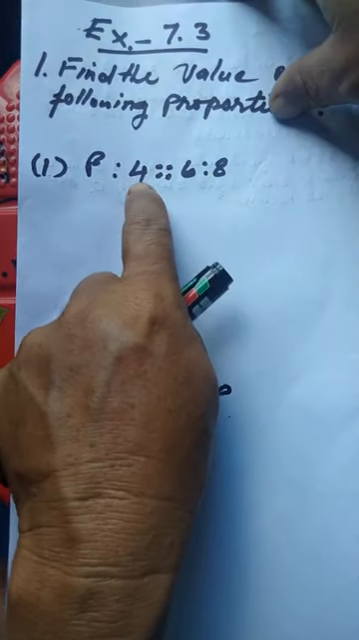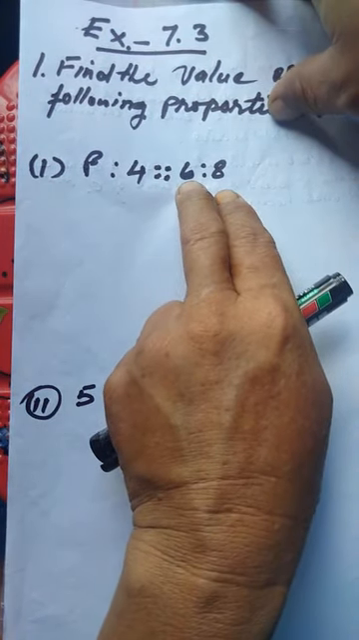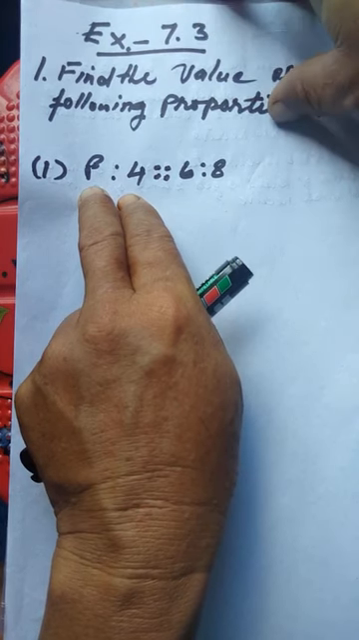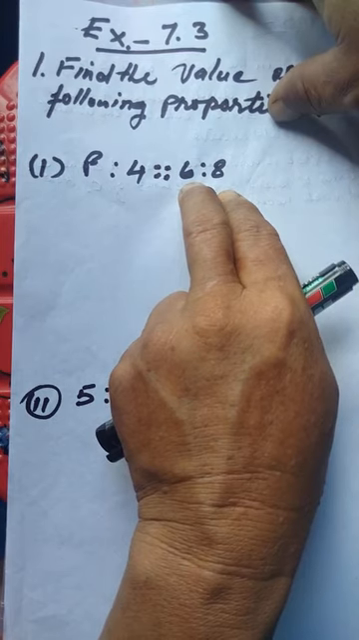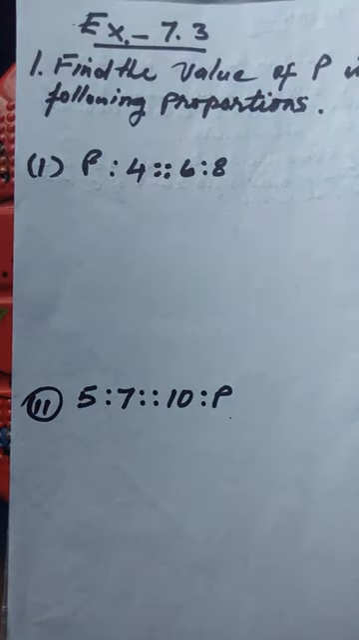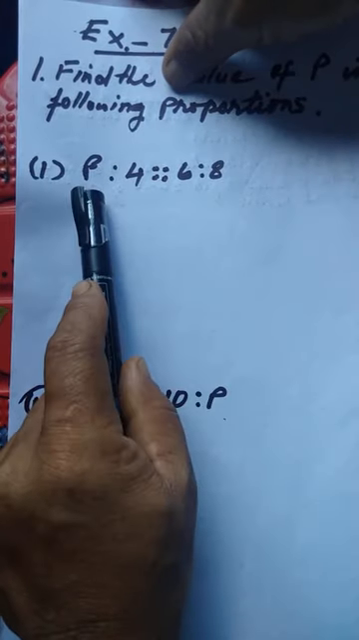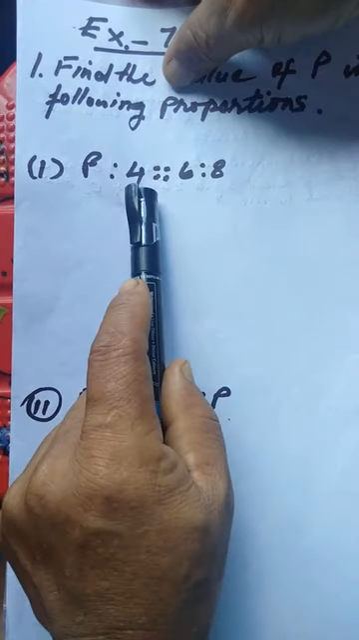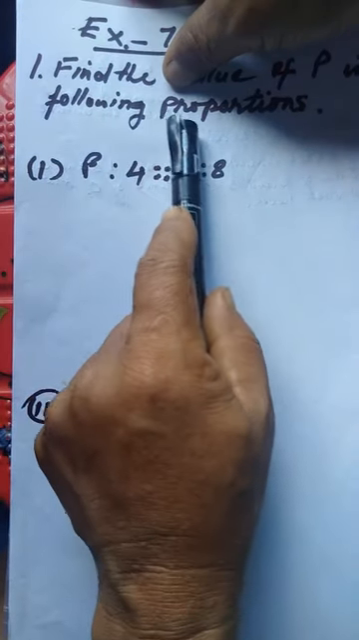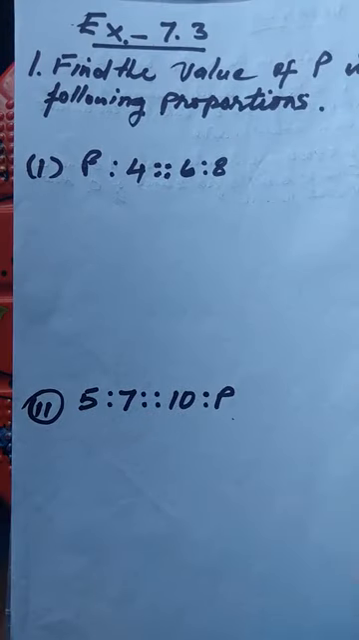So first, second, third, fourth. The first and second should equal the third and fourth in ratio, so we need to find the value of p. The ratio of the first and second equals the ratio of the third and fourth. To find p, multiply the first and fourth, which are the extremes; the middle terms are the second and third. Multiplying the first and fourth equals multiplying the second and third.